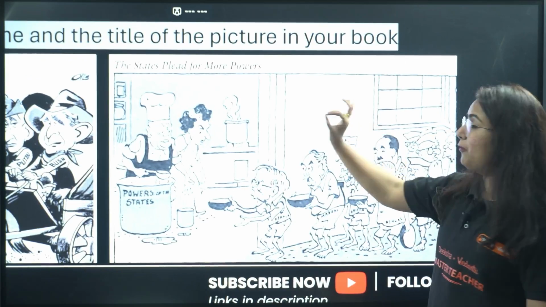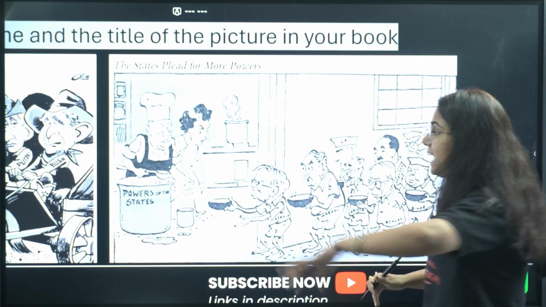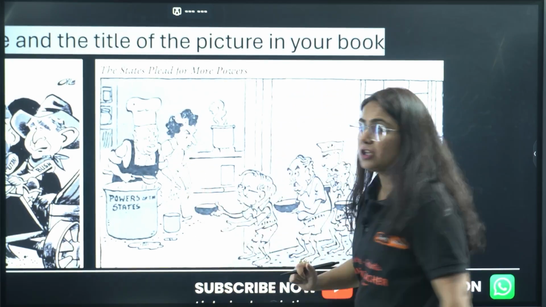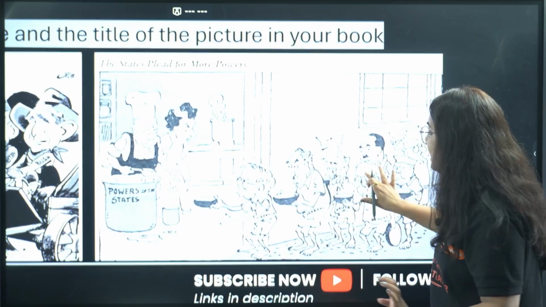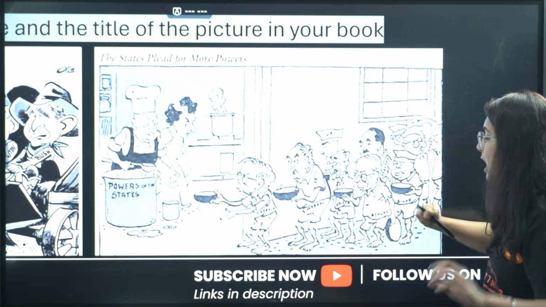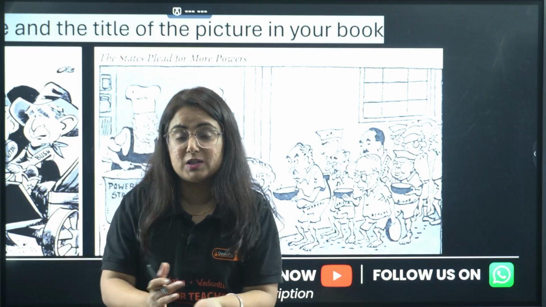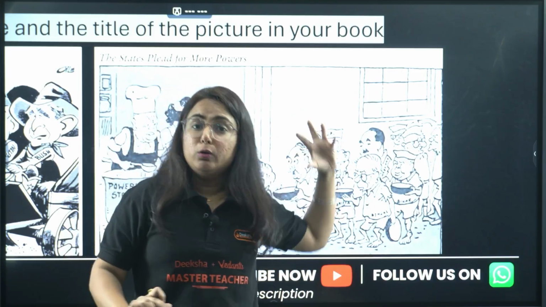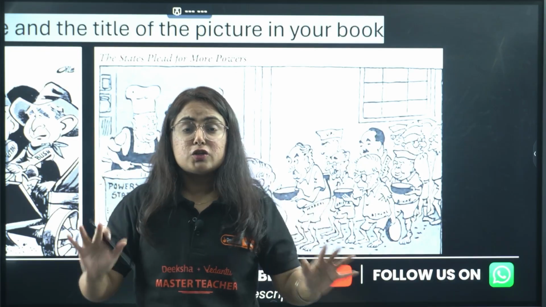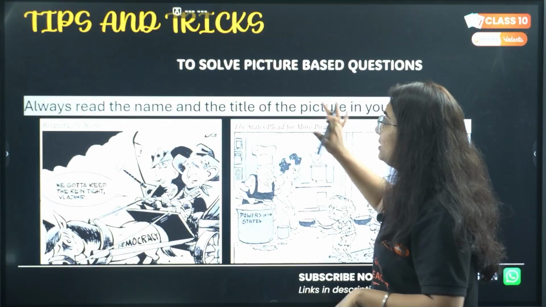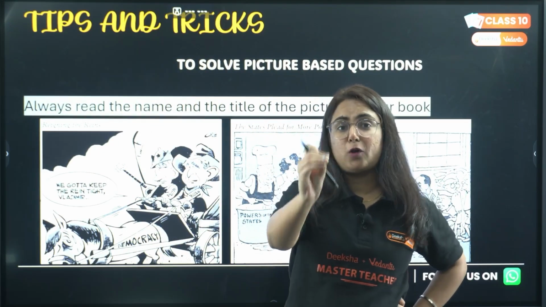'The State Plead for More Power' is the title to that, and you need to analyze also. You can see in the caricature, there is a caricature of Mrs. Indira Gandhi, the first female Prime Minister of India, and there are certain leaders of India from different states like Bihar, Rajasthan, Gujarat pleading for powers, because we know that during her time the centralized government was more powerful in India. So what I need you to understand from this is that always read the name and the title of the picture from your book.